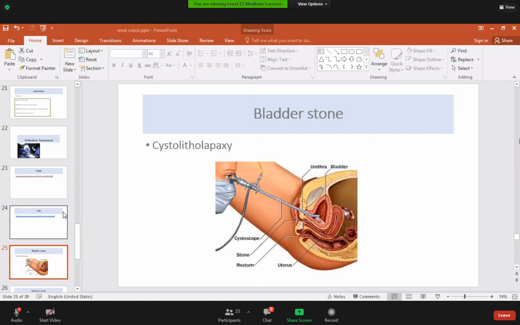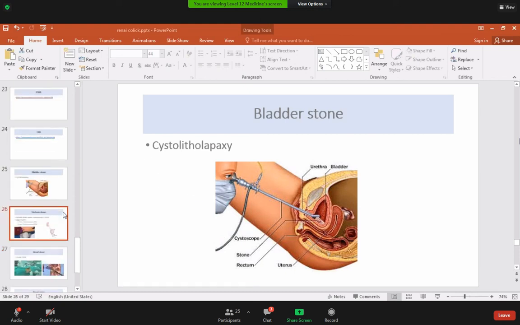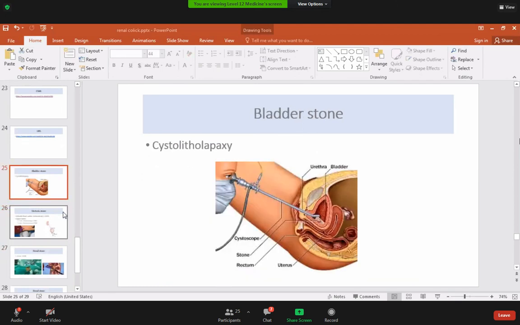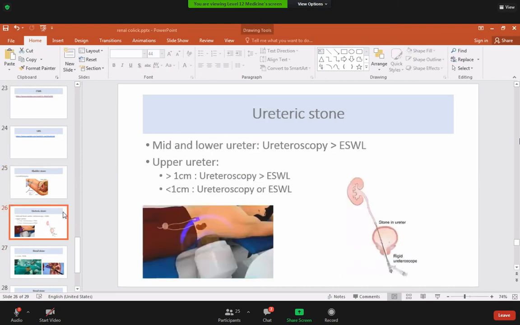What is litholapaxy? Litholapaxy is just like ureteroscopy. We pass a cystoscope and visualize the stone, and then we can break that stone using any procedure. We can break it into small parts using a laser probe, or we can break it manually, and then it is flushed out through the urethra with the urine.